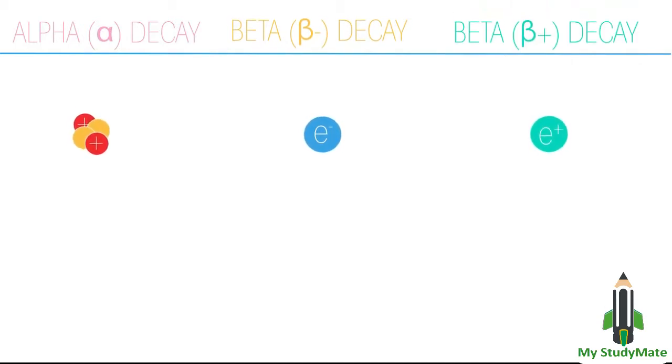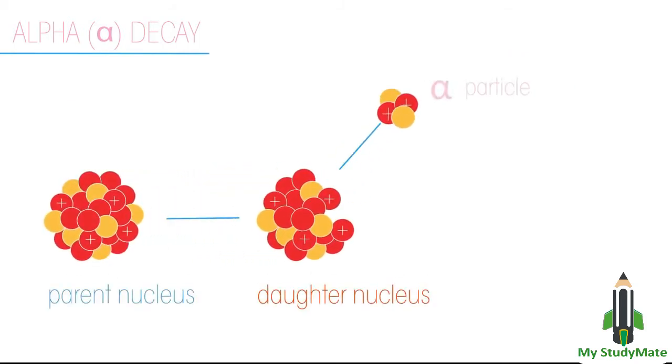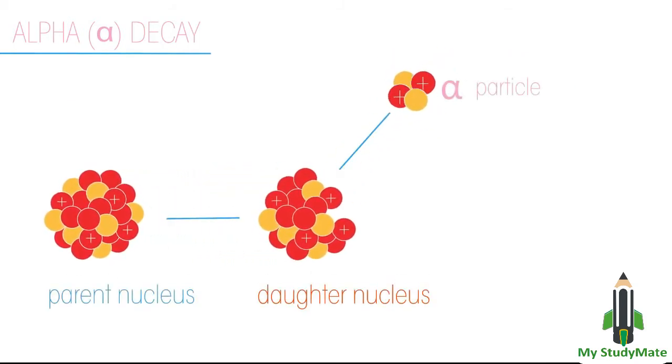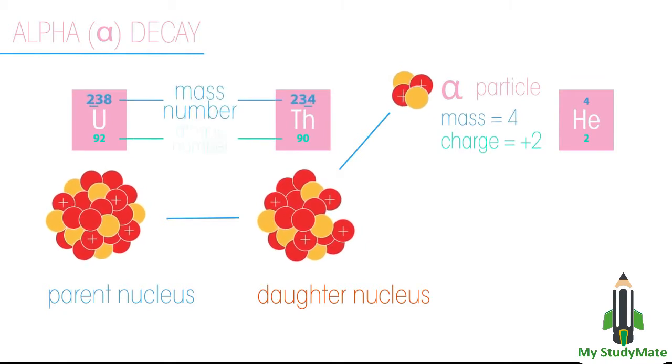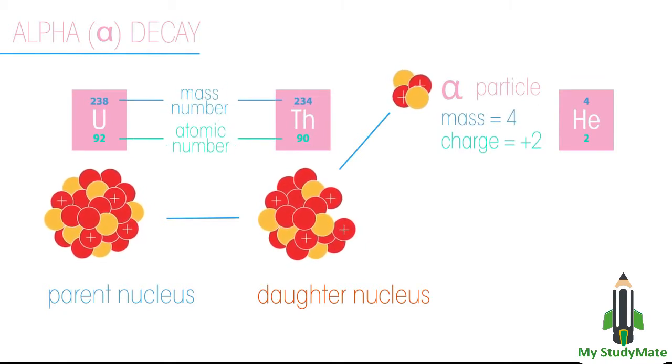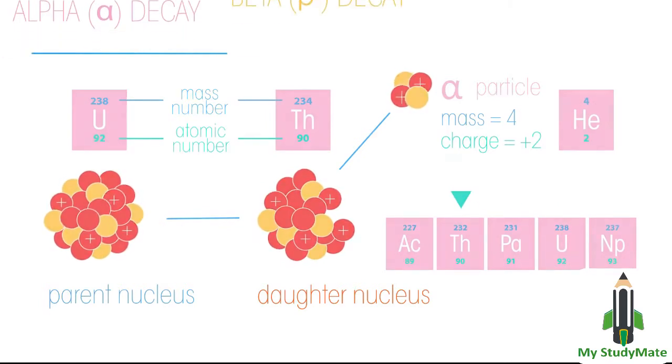Alpha decay is the loss of an alpha particle. An alpha particle is made of 2 neutrons and 2 protons. They have a mass of 4 and charge of +2. When an atom loses an alpha particle, the mass number decreases by 4 and the atomic number decreases by 2. A new element is formed that is 2 places lower in the periodic table.